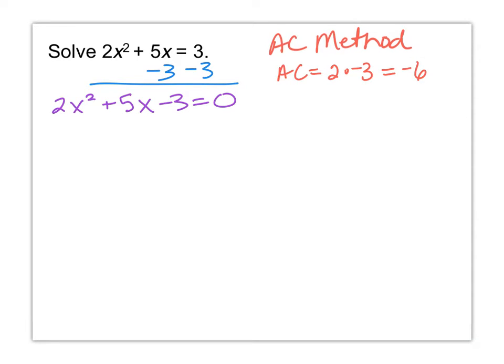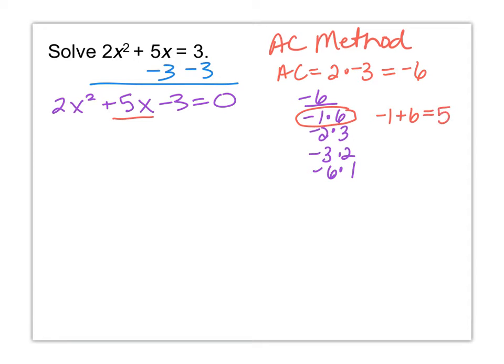We list the factors of negative 6, and we want to find the factor that adds up to the middle term. The factors of 6 are negative 1 and positive 6, negative 2 and positive 3, negative 3 and positive 2, or negative 6 and positive 1. We want to find that one pair of factors that adds up to the middle term of positive 5x, and that pair is negative 1 times 6, because negative 1 plus 6 is equal to positive 5, which is the middle coefficient.